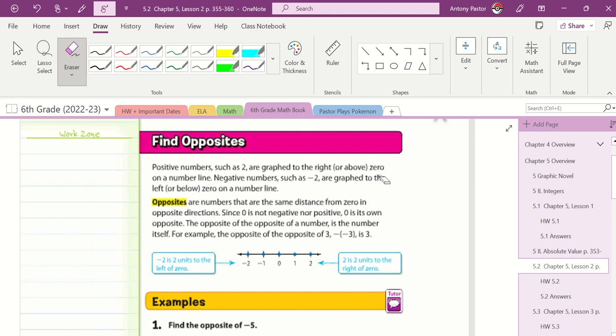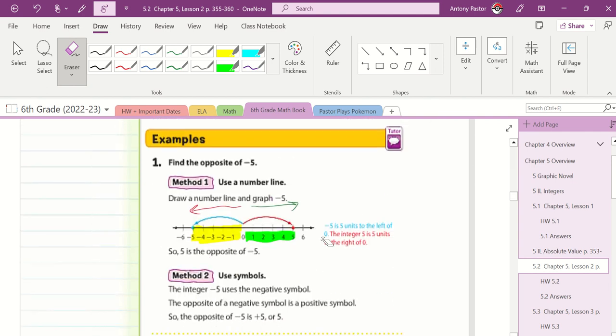The opposite of the opposite of a number is the number itself. For example, the opposite of 3 would be -3. And the opposite of -3 would be 3. This is typed up weird. But yeah, to find an opposite, you just go the opposite direction.